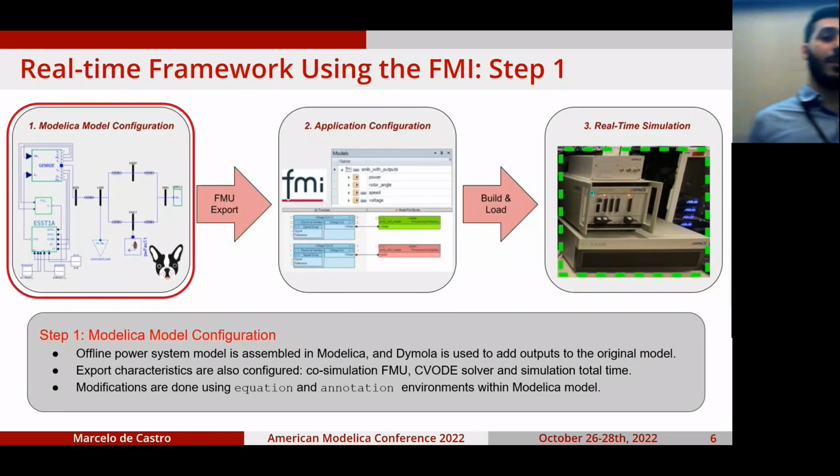Okay, so the framework that we're going to use here is basically divided into 3 steps. The first step is the Modelica model configuration. In this case, we are using Dymola here, and we are using the OpenIPSL, Open Instance Power System Library, which is developed by the ALSETLab group.